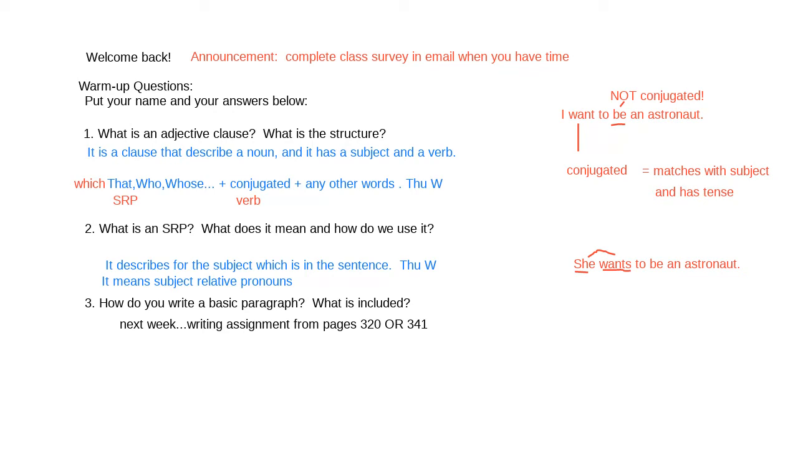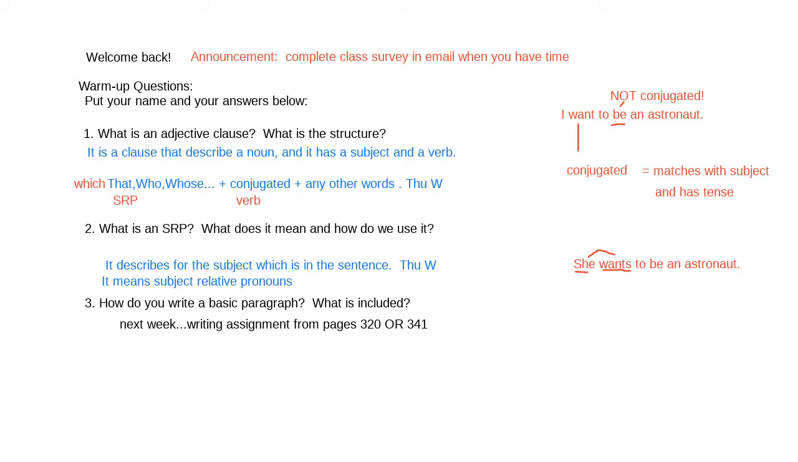Nobody goes out of their house with one yellow shoe and one black shoe because they don't match, right? They have to be a pair. A subject has to have a pair with a conjugated verb. They always go together.